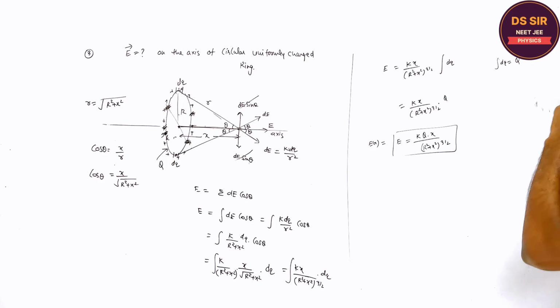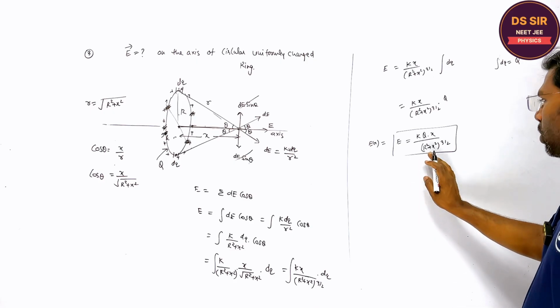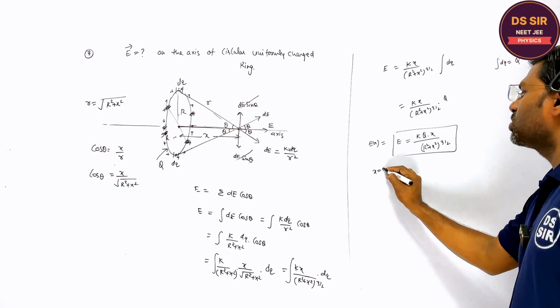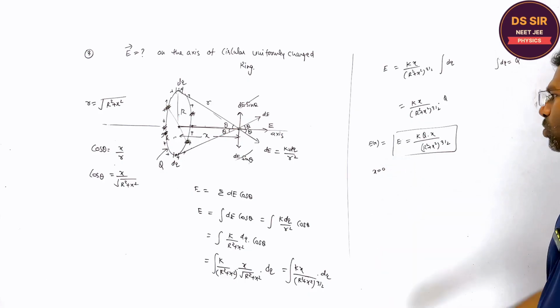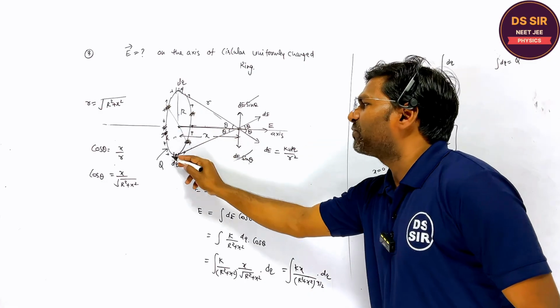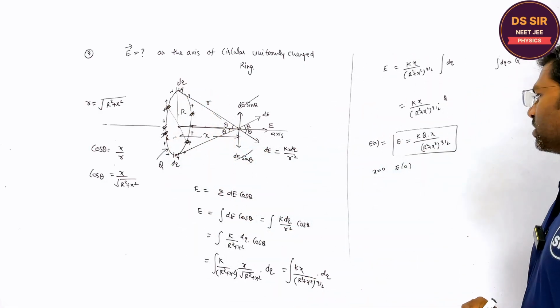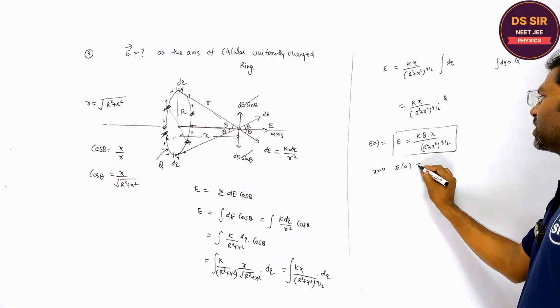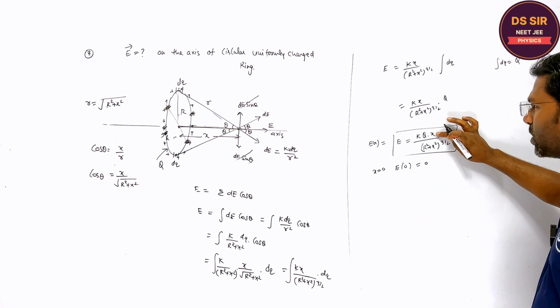Find the electric field at x equal to 0. What is the electric field? Definitely at the center, because of this uniformly charged ring, the electric field at the center will be 0 if you put x equal to 0.